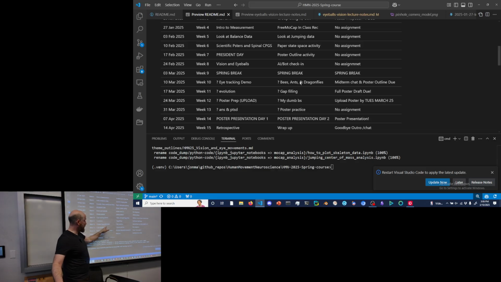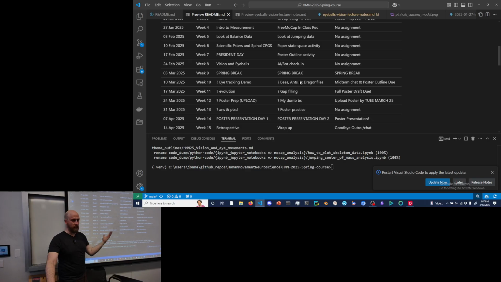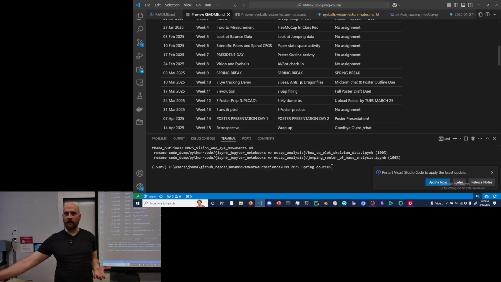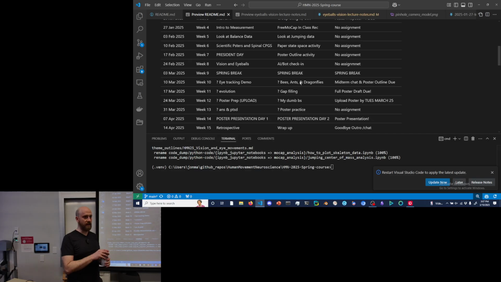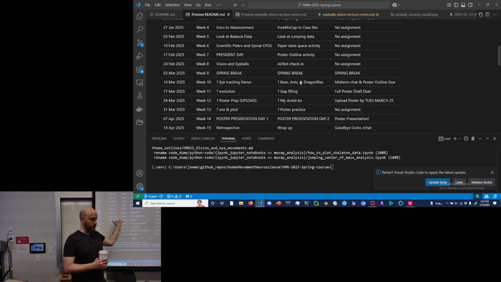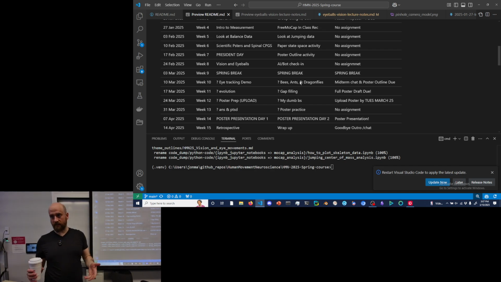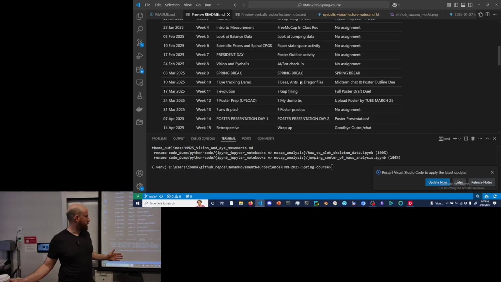Two Mondays from now, the poster upload is Tuesday, so we'll take that Monday in class to go over our posters together and make sure that we're happy with them, that the formatting is all looking good, and the PDFs are the right shape and all that sort of stuff. And then if you're in class, you can do the upload there, so that can be sorted.